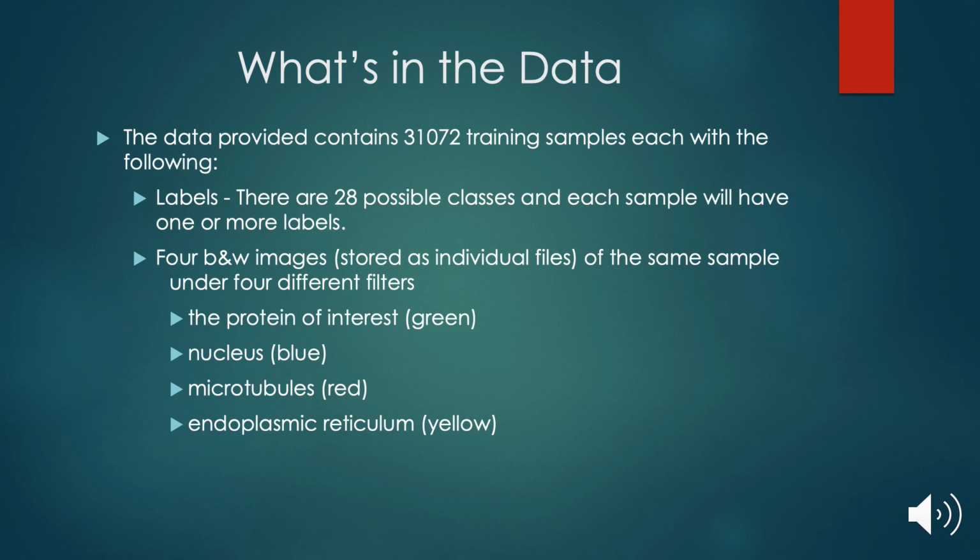So, what's in the data? The data provided contains 31,072 training samples, each with the following. The first is the labels. There are 28 possible classes, and each sample will have one or more labels.